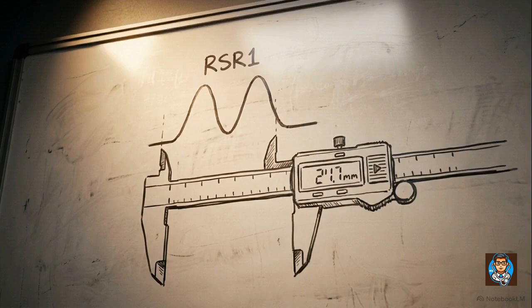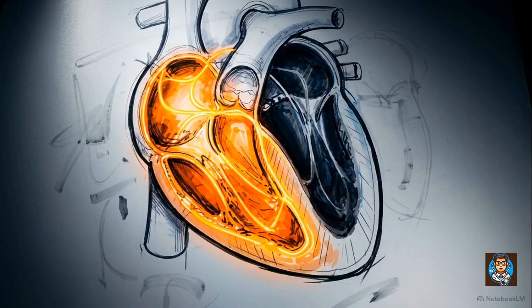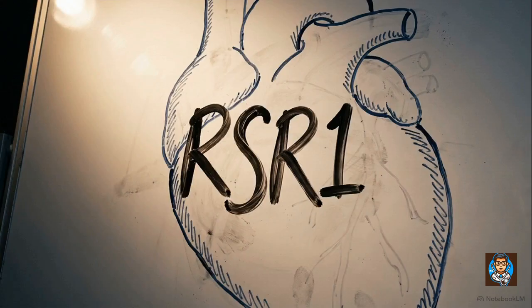If an RSR1 pattern occurs, but the total width remains under 100 milliseconds, it is classified as a partial block, usually a benign variant. Right bundle branch block physically splits the ventricular contraction into 2 sequential events, creating a double-peaked signature on the right side of the heart.